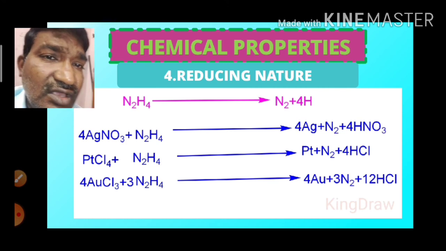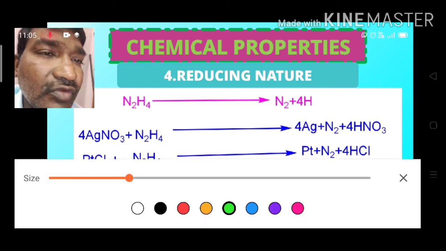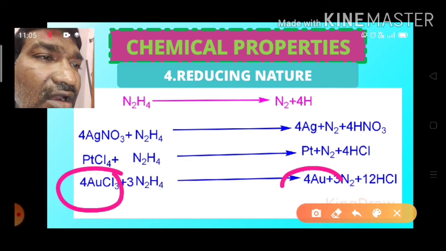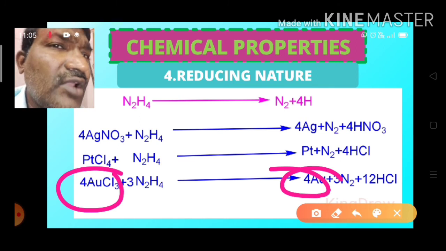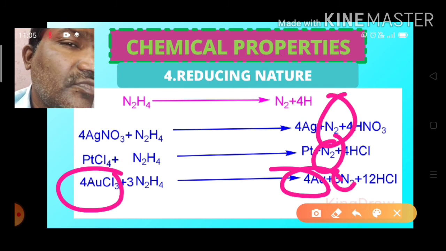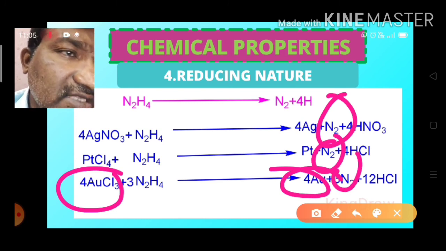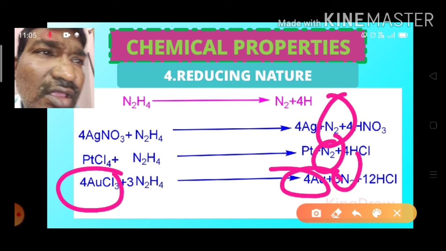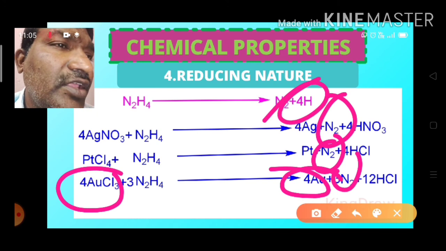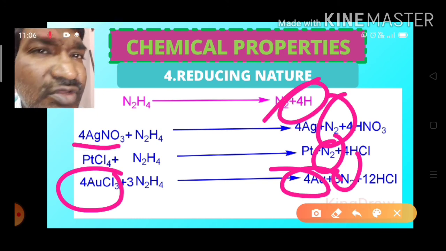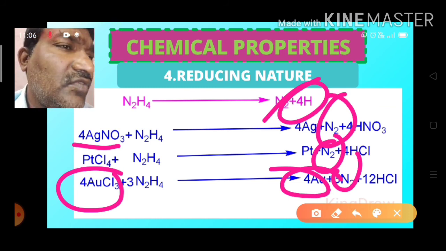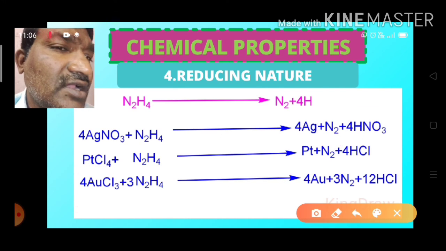It reduces auric chloride to gold. We know very well that it reduces auric chloride to gold, so we have to remember that. Along with these metals, we get nitrogen gas and the corresponding acids. These reactions are also very easy to balance. Look here, we are getting 4 hydrogen atoms, and from each AgNO3 we get 1 NO3. So naturally we will write 4 AgNO3. Like that we can easily balance these reactions.